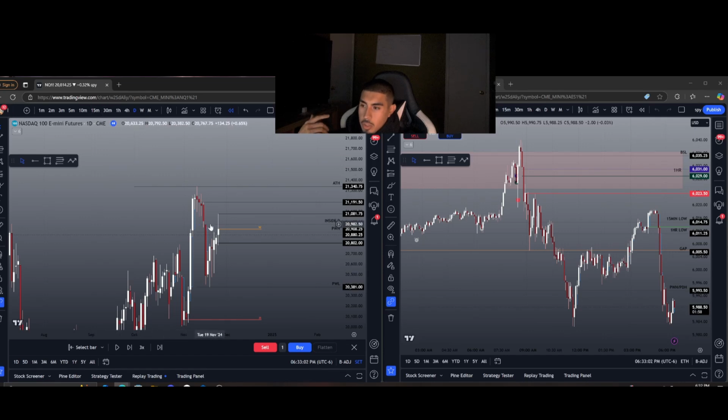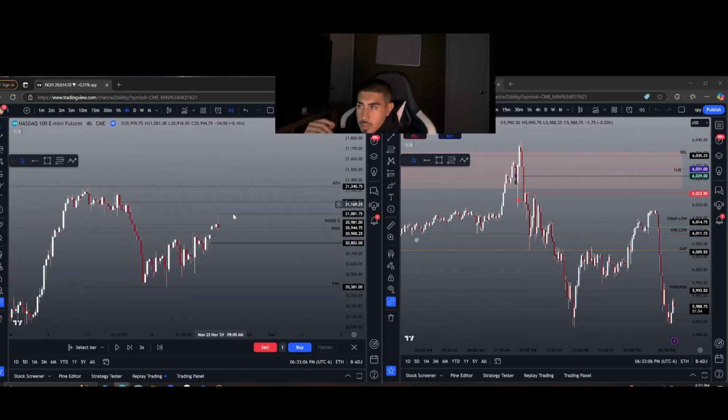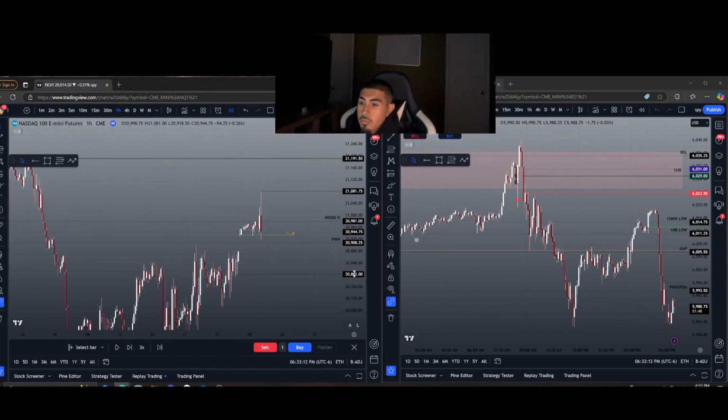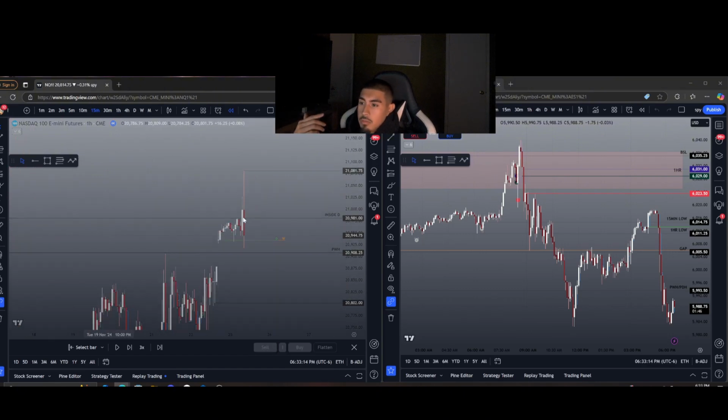So I wanted a larger time frame break above that high to confirm bullish to keep going to the upside, right? As we can see, the 4 hour did close below that high. The hour did close above it though. So obviously there was indication of bullishness here.